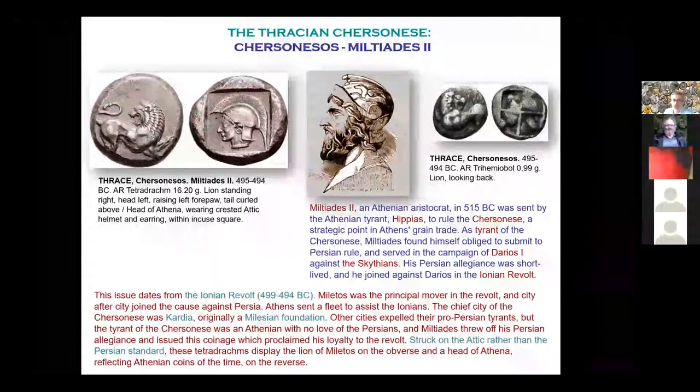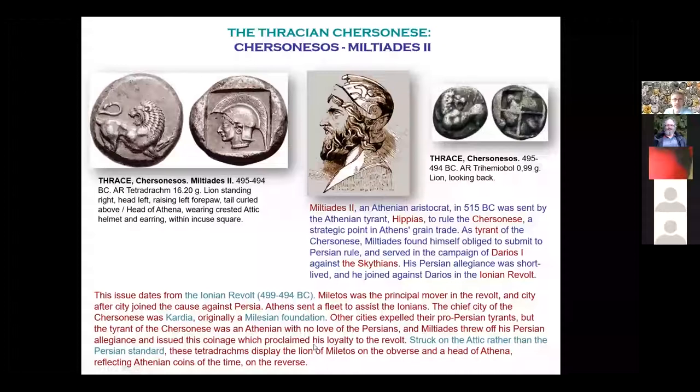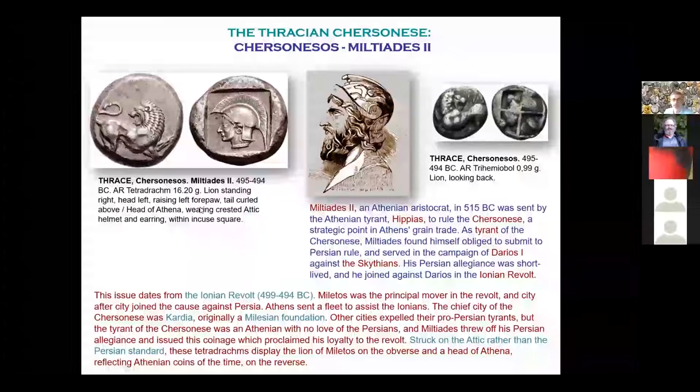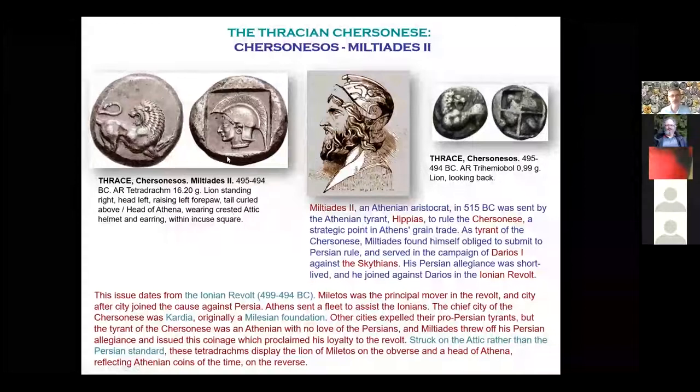And you can see here how he chose the types of his coins. He sided with the Ionians and used the roaring lion's head on the obverse of his coin, and then the head of Athena, his allegiance to Athens, on the reverse. But the depictions are certainly archaic.